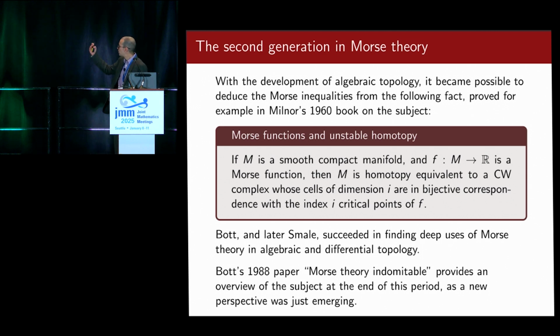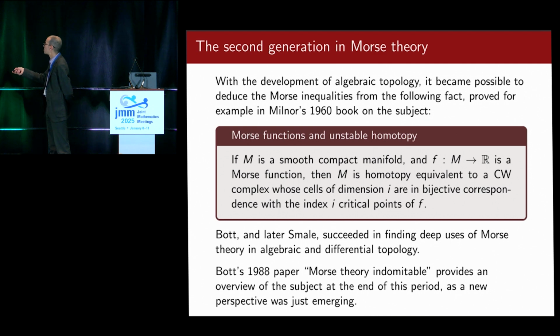What Smale did is he took Morse's perspective of trying to understand what happens as the space grows, as you filter the space by the values of the function, and you understand the topology as you go over each successive critical point.